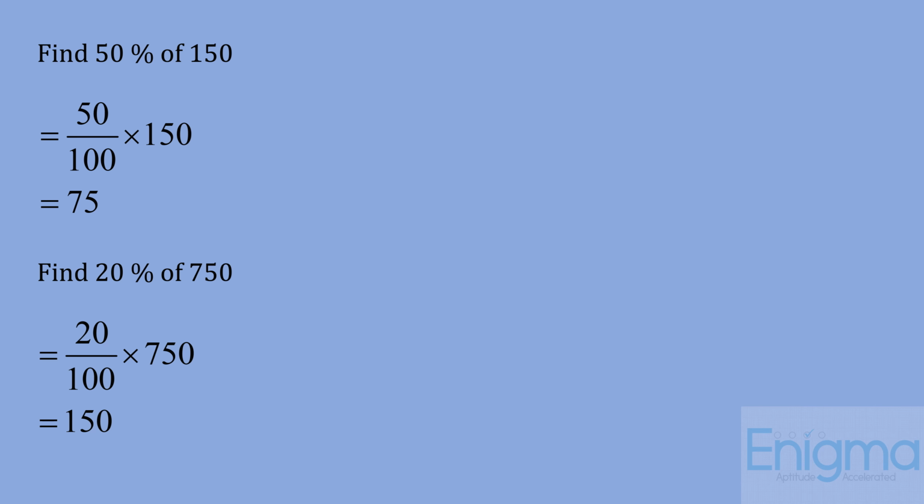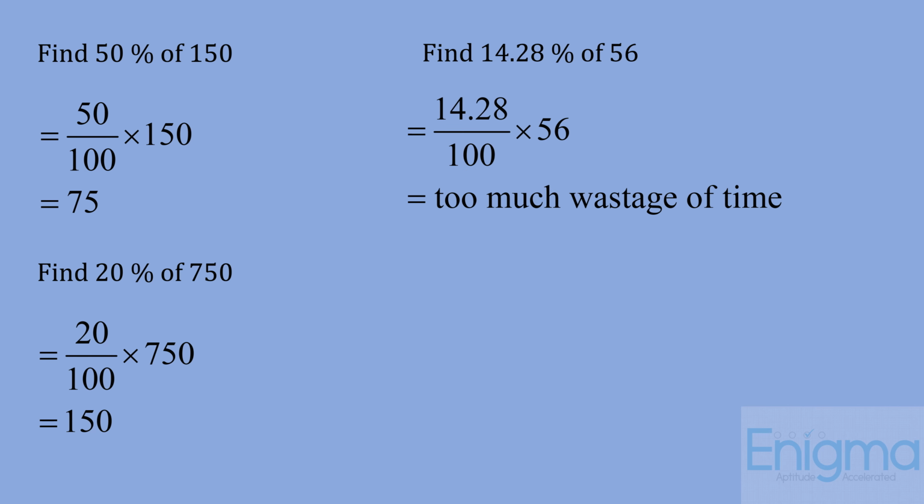Let's try another one. Find 14.28% of 56. Now, like the previous two, this becomes a bit difficult. 14.28 upon 100 into 56. Now, in an aptitude test, this will be quite difficult and therefore we will waste a lot of time. Let's see how to solve these questions later on in this video.